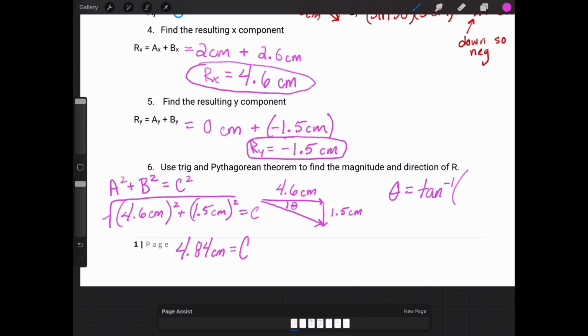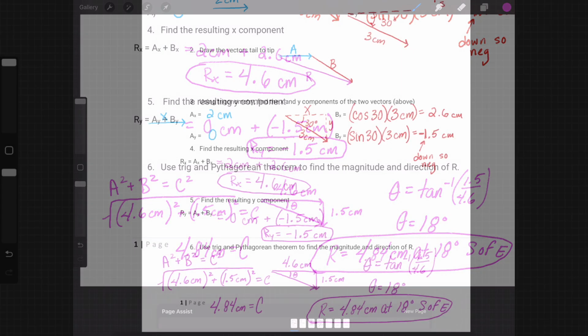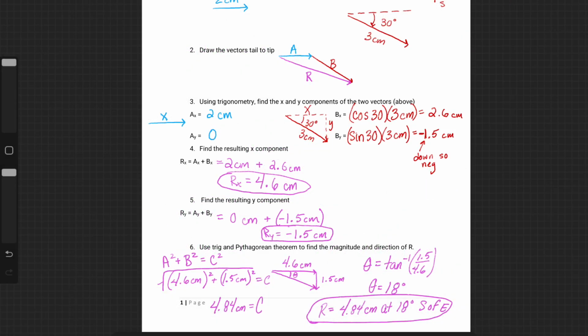Now we got to look for our angle. The way we can do that is using tangent. And if you do the tangent inverse of the opposite over the adjacent, you can find your angle. So our angle, tangent inverse 1.5 divided by 4.6, gives us roughly 18 degrees. So how do we write our answer? Well, we take those and put them together. 4.84 centimeters at 18 degrees. 18 degrees which way? Well, we started by going east, and then we went south. So 4.84 centimeters at 18 degrees south of east.